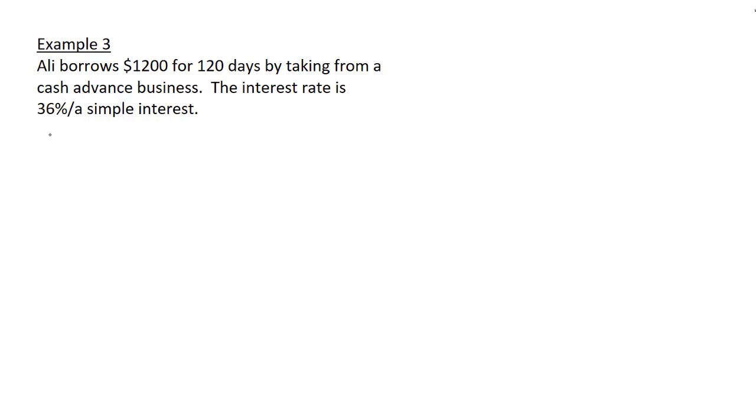All right, so the principal. Ali's borrowing $1,200. That's how much the principal is. All right, the rate. It's 120 days. Oh, here it is. The interest rate is 36% per annum, per year. So that's high, really high.